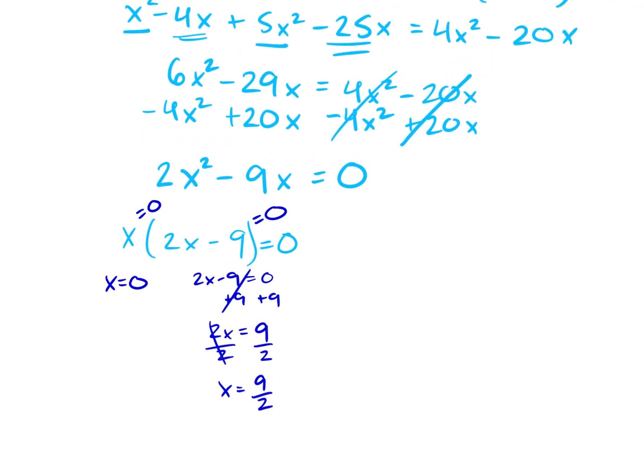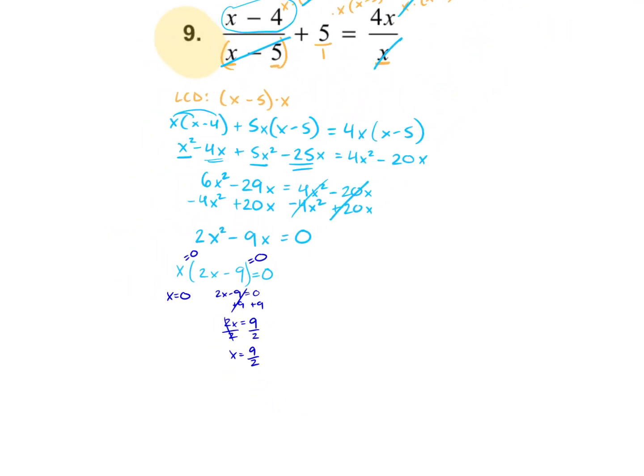Check it. Let's plug it back in real quick to check. So when we plug in 0, 0 minus 5 is not 0, so we're good there. But in our third fraction, can I have 0 in my denominator? No, so 0 does not work. And then we have 9 over 2. Let's just plug that in real quick to check. 9 over 2 minus 5, is that 0? Nope, we're good there. And then 9 over 2 is not 0. So 9 over 2 works.